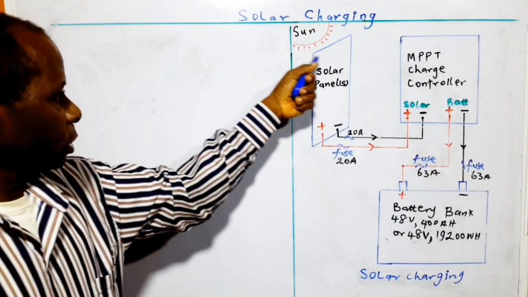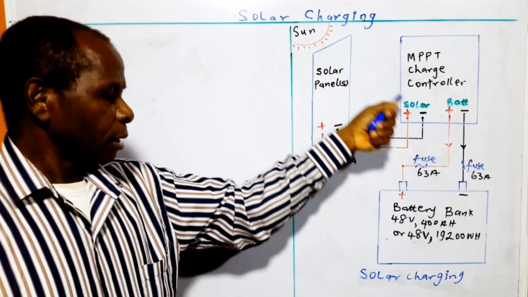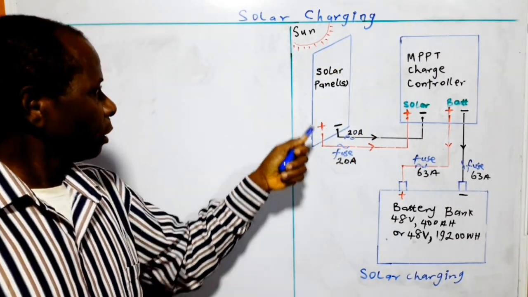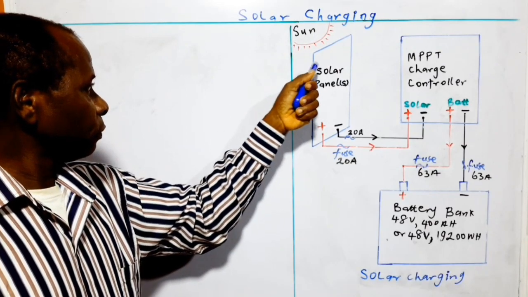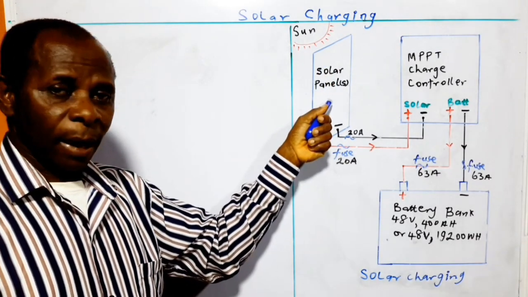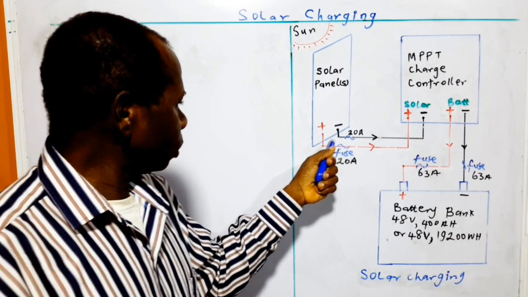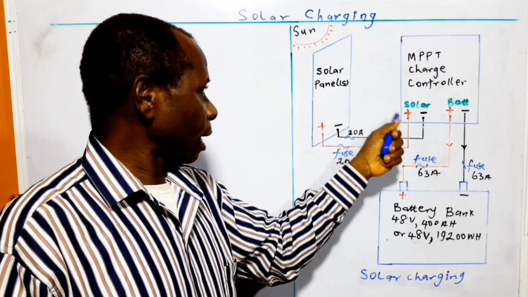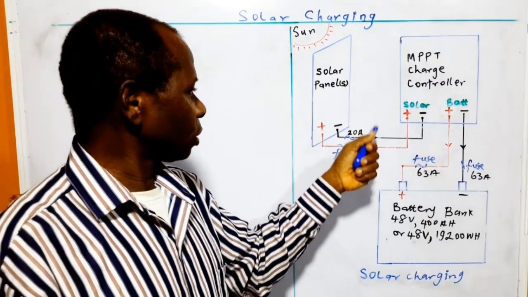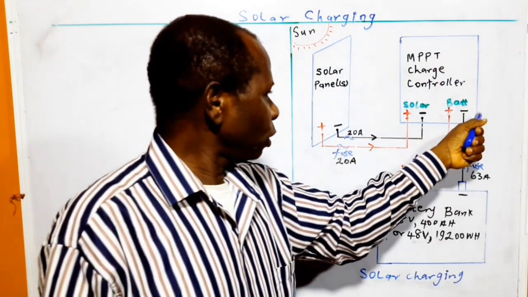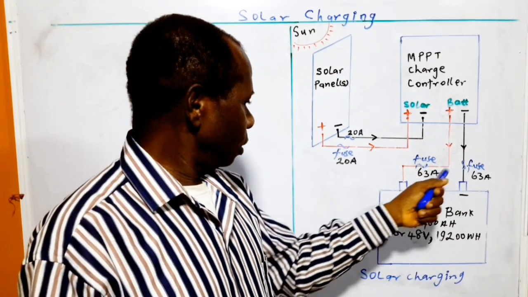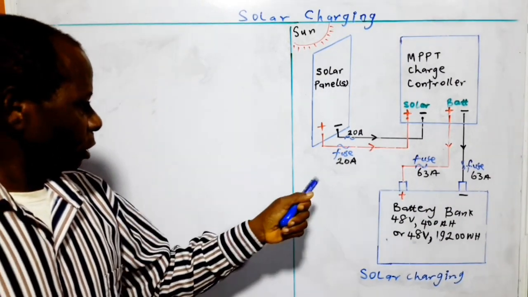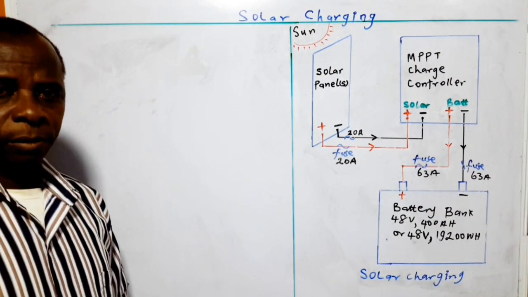Now, this is the schematic diagram of solar charging concept. We have the sun rays falling on the solar panels, and then the output of the solar panels goes to the solar terminal of the MPPT charge controller, and the output of the MPPT charge controller goes to the battery. So this is how it is.